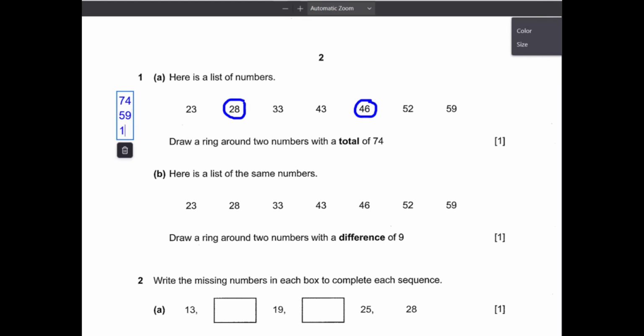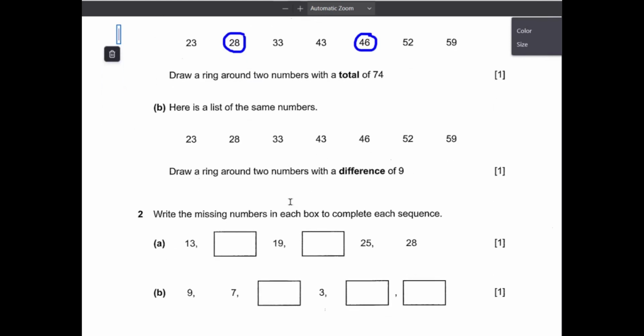So the numbers you find are 28 and 46. That's done. Let's go to part B. They say here's a list of the same numbers. Draw a ring around two numbers with a difference of 9. We need two numbers whose difference is 9.